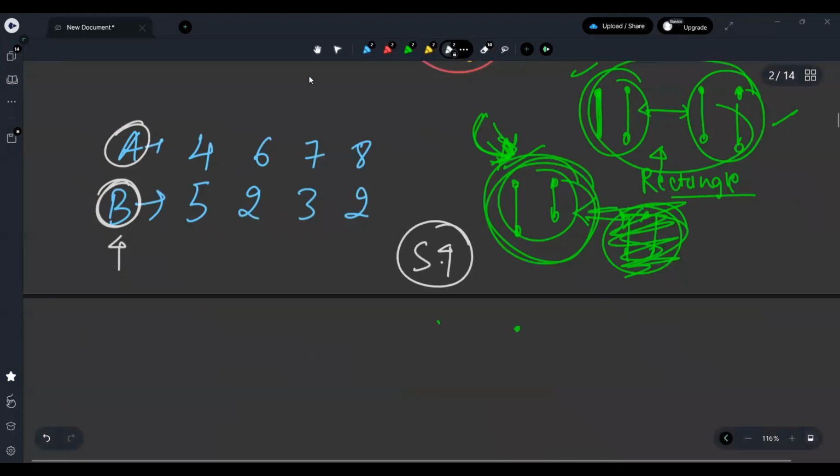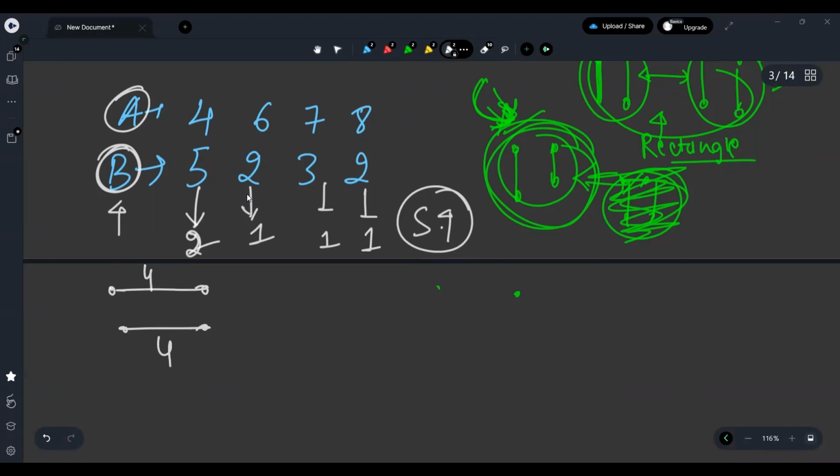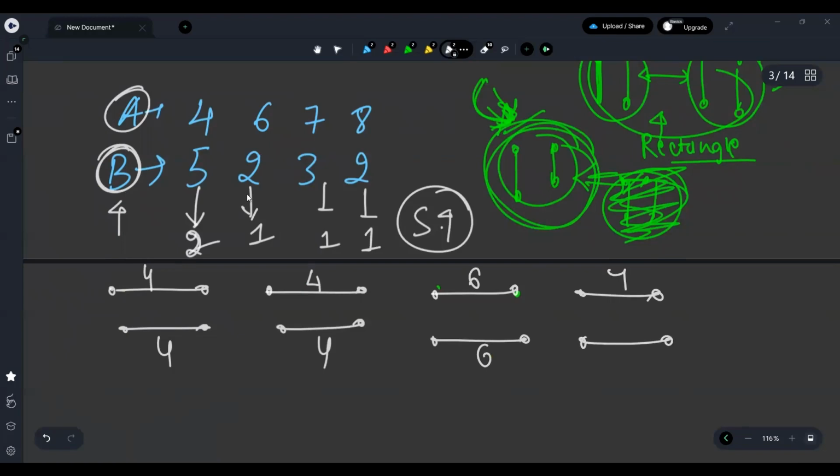Let's say in this test case I have two pairs of four length, one pair of four length, one pair of four length, and one pair of six length, one pair of seven length, one pair of eight length.